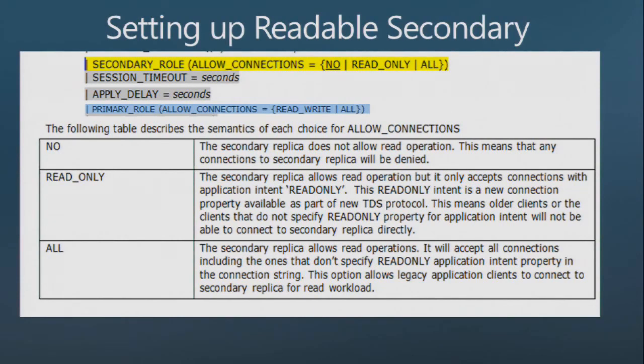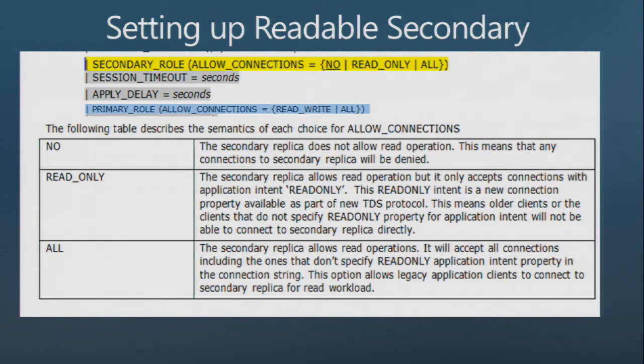It could be a secondary, right? Or it could be a primary. So when the replica is in primary mode, I can say allow read-write connections or allow all connections, right? So if I have configured my primary replica to only allow read-write connections, okay?